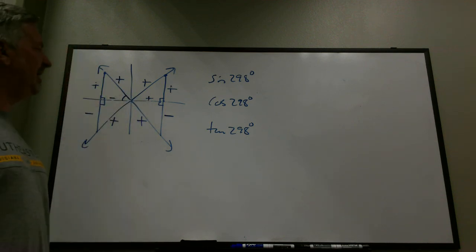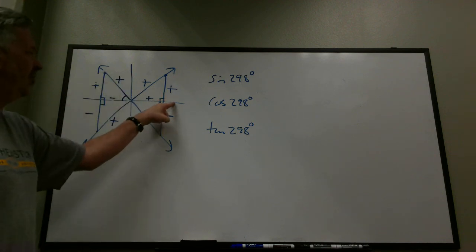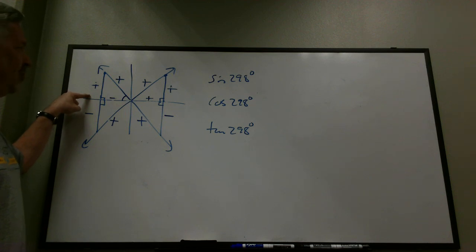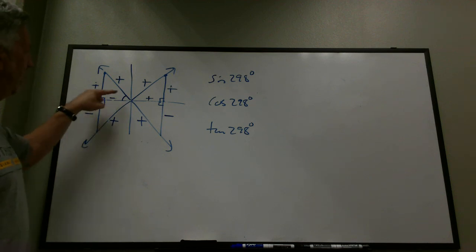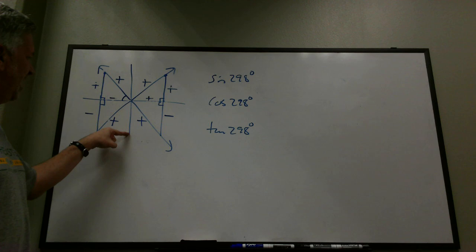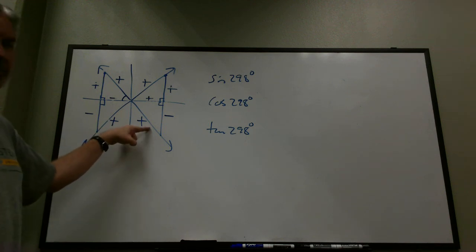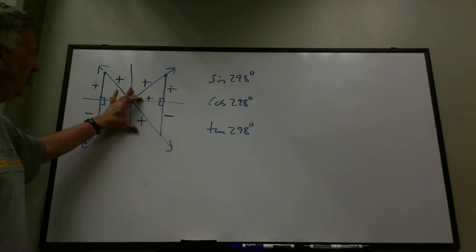Now, where is 298? It's not all the way around. All the way around is 360 degrees. And notice halfway is 180, so it's more than halfway. And so 90 plus 90 plus 90 is 270. So 298 is more than that. 298 is in the fourth quadrant. So to answer this question, we just say 298 is in the fourth quadrant.